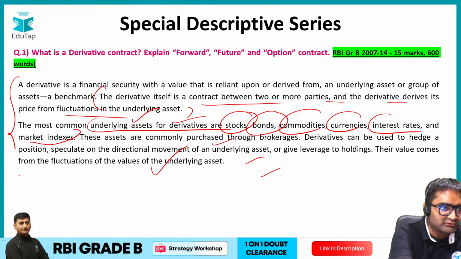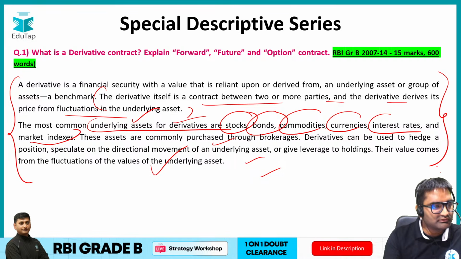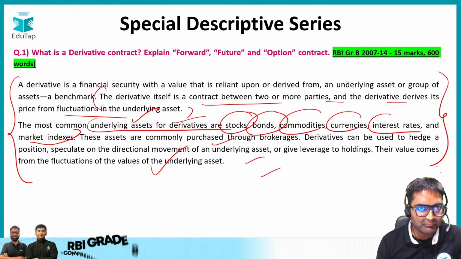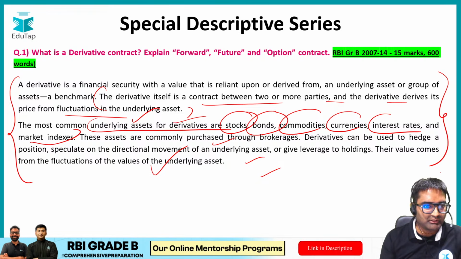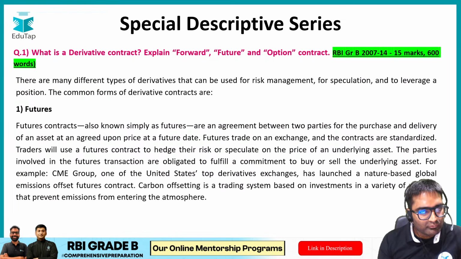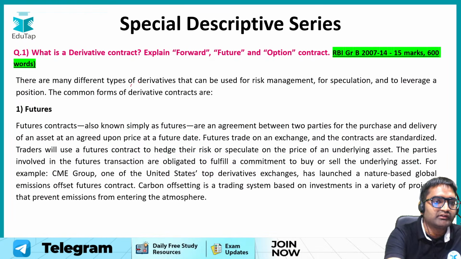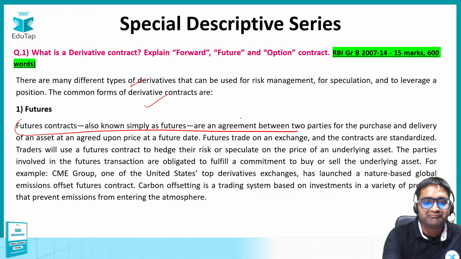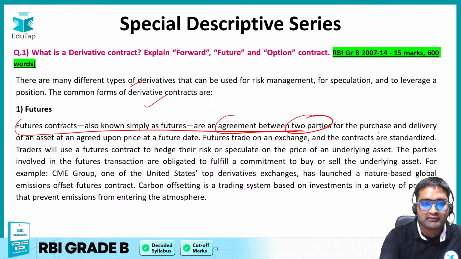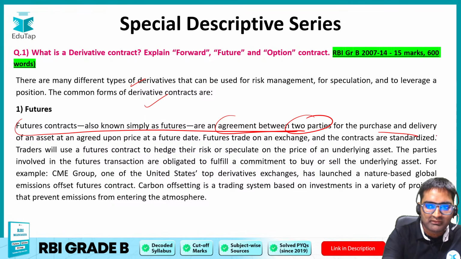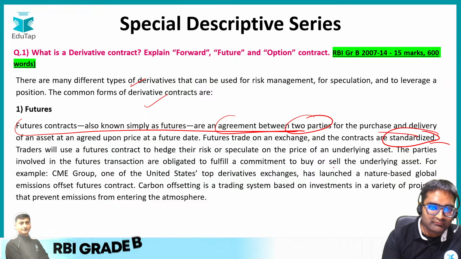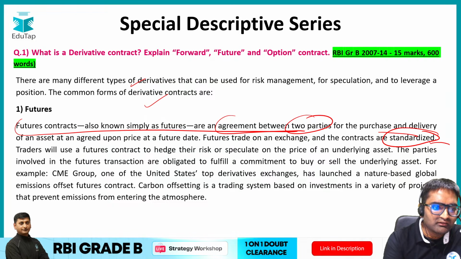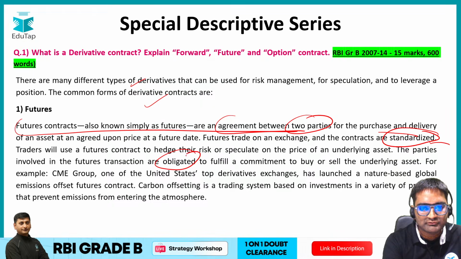You have the introduction, a very simple introduction. You can just mention a few facts if you remember from the finance current affairs, but apart from that, this is good. Moving into the body part, there are different types of derivatives. Futures: you will definitely have to mention these are an agreement between two parties where purchase and all of these things are happening, and these are standardized contracts. Very clearly you will have to mention that. And the parties involved are obliged to fulfill the commitment.